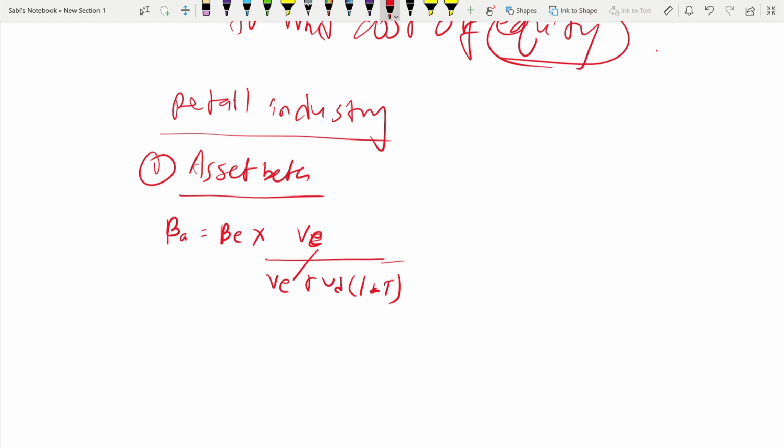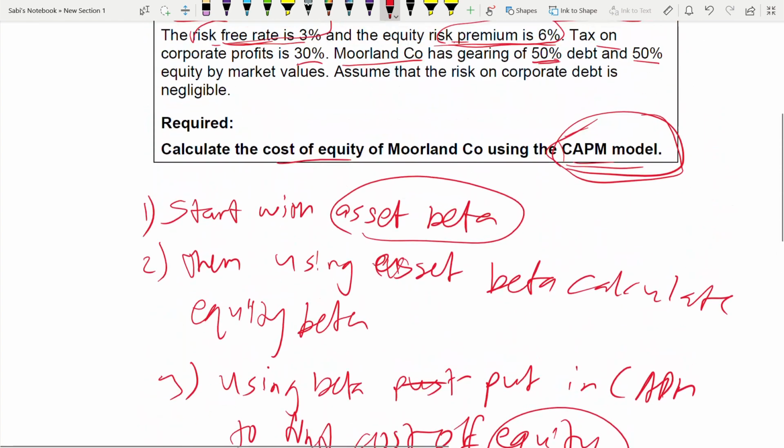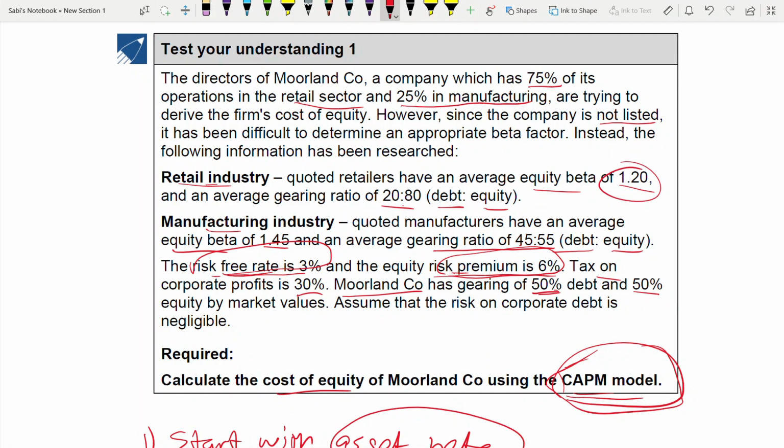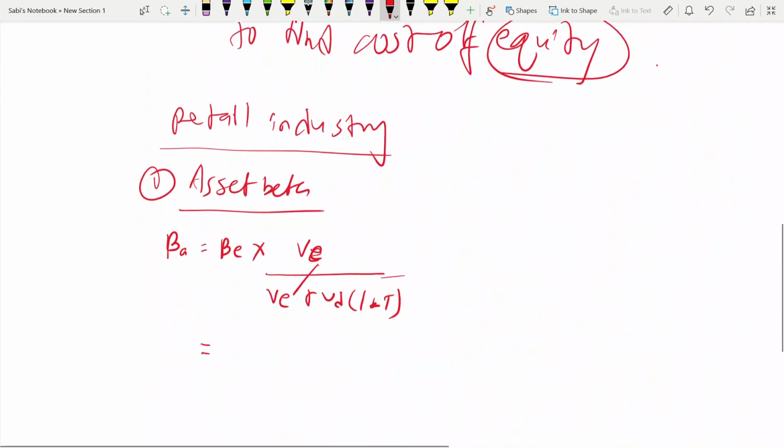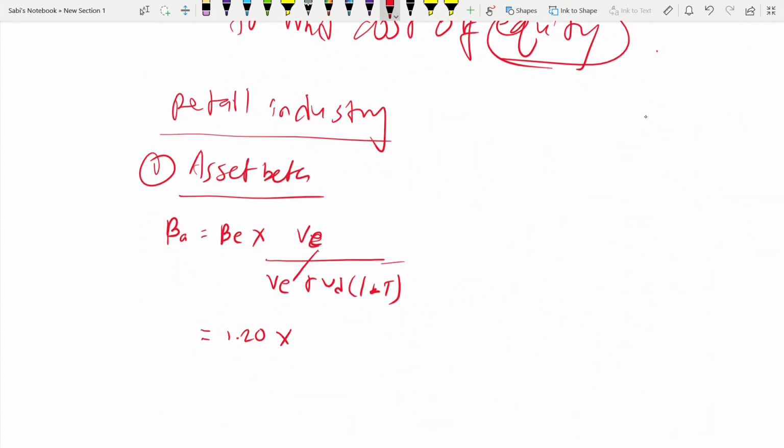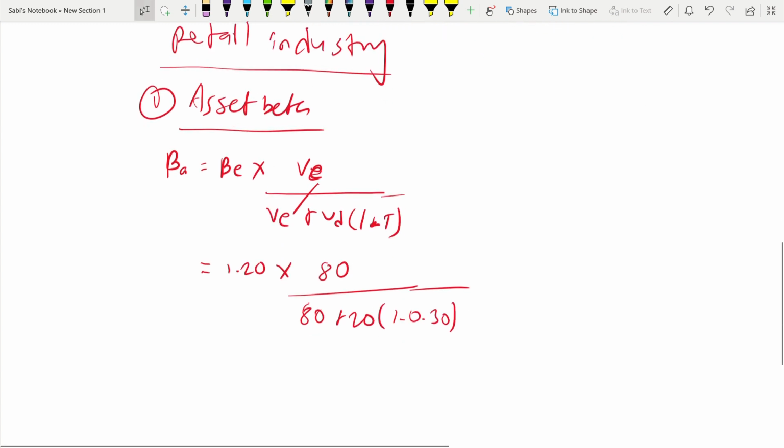Now put the numbers. You are given the equity beta, but for what? Retail industry. What is the equity beta? 1.2. So I'm going to use 1.2 here, multiplied by the value of equity. The portion of equity is 80-20, right? 20 is debt, 80 is equity. So 80 divided by 80 plus 20, times 1 minus tax. 1 minus tax means 1 minus 0.3, because 30% is the tax. Calculate this part separately, then multiply it with 1.2 and get the answer.